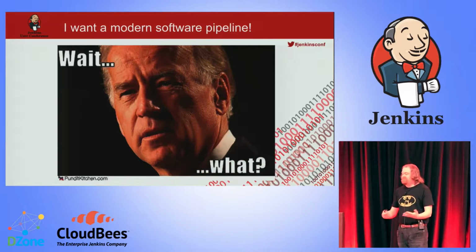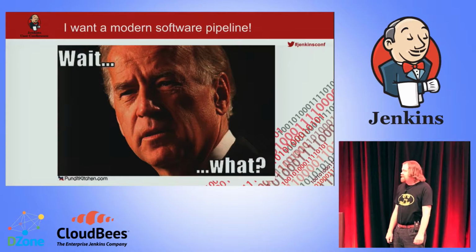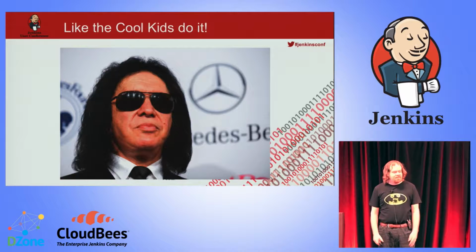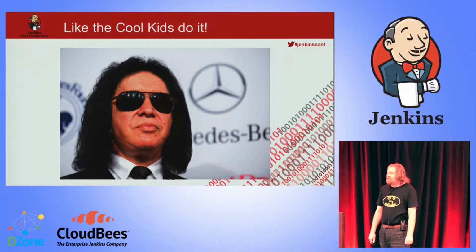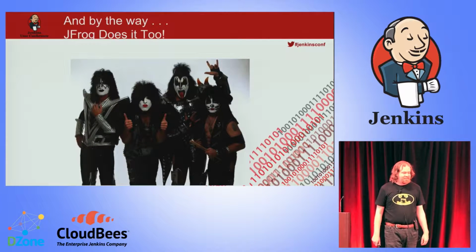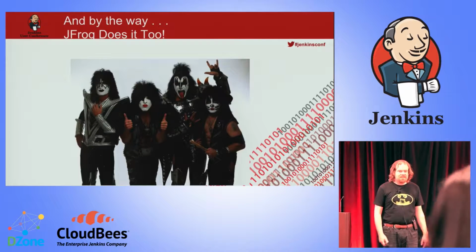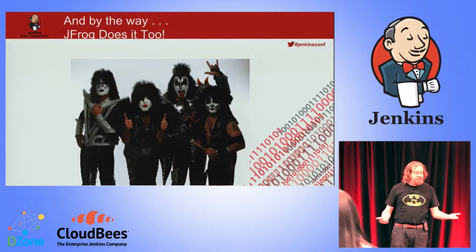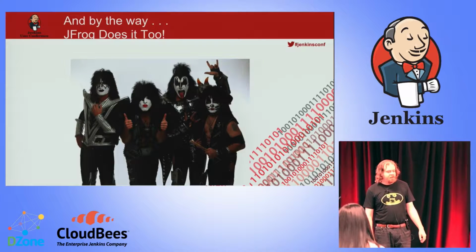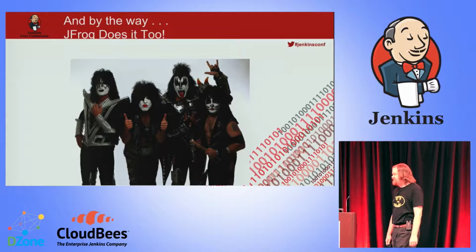And you ask him, well, what do you mean by a modern software pipeline? And he says, well, you know, like all the cool guys do it. So the one I'm going to show you is the way JFrog does it, using our own products, pretty much out of the box. You can certainly get more complicated than the one I'm going to show you, but it's pretty robust, even just out of the box without customization.